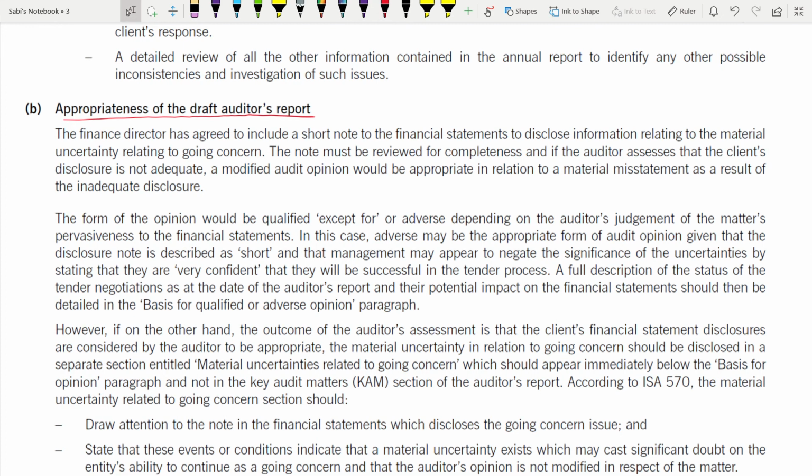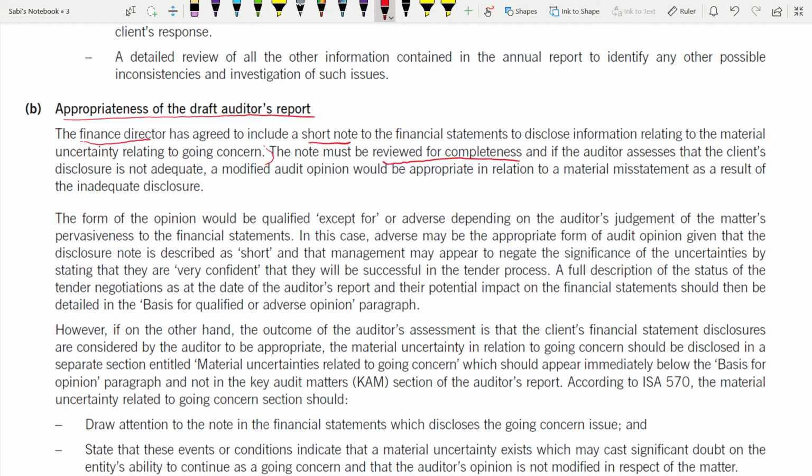You can start from the finance director. You can start in any order, but let's start from the finance director. The finance director has agreed to include a short note in the financial statements to disclose information relating to material uncertainty relating to going concern. This is from the scenario only you're writing. So the note must be reviewed for completeness. When you're writing that short note that the finance director told that they are going to disclose, it has to be reviewed, whether it is complete or not.